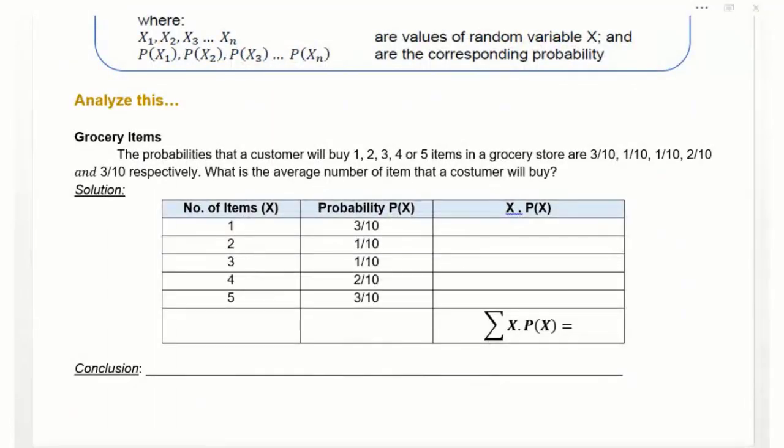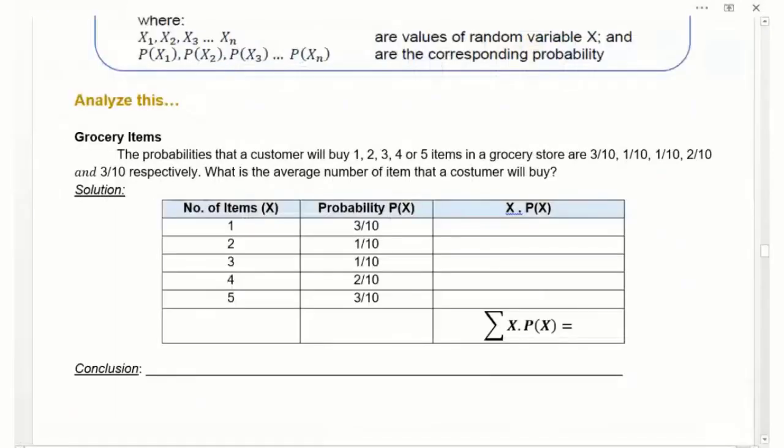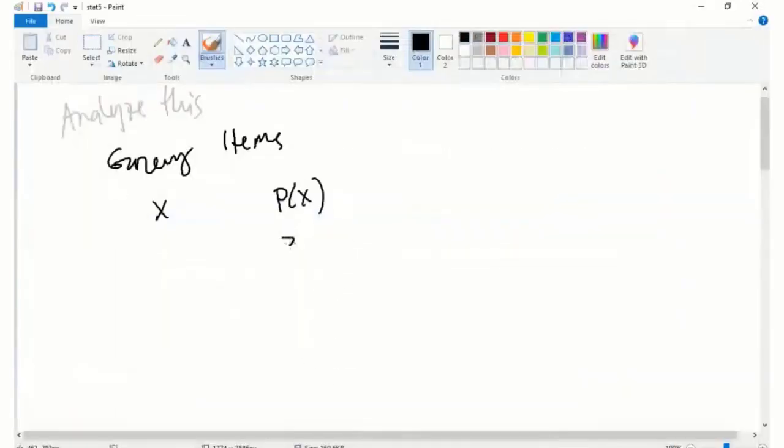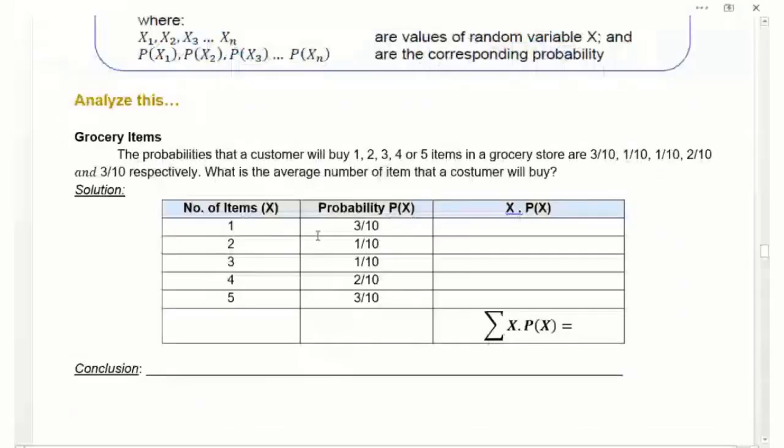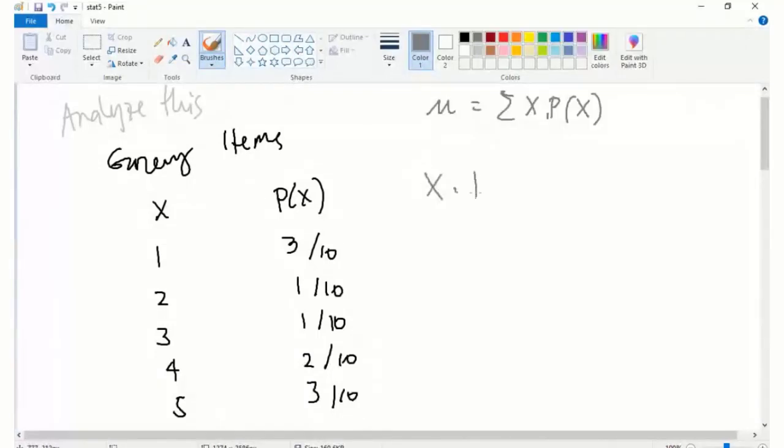So, meron tayong x and then meron tayong px. Okay, and then we have 1, 2, 3, 4, 5, and then 3, 1, 1, 2, 3. And then we have, ano yun? 1, 2, 3, 4, 5. Okay, 1, 2, 3, 4, 5. So, how are we going to get, again, the mean or the mu? So, kailangan natin kunin ang ito na part ang kailangan natin kunin.